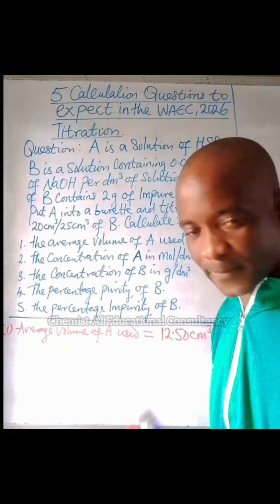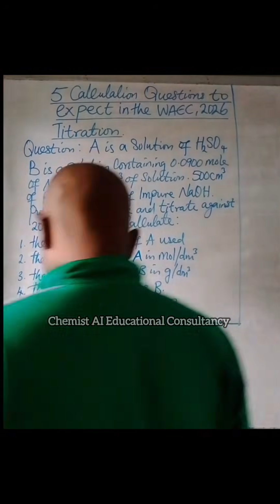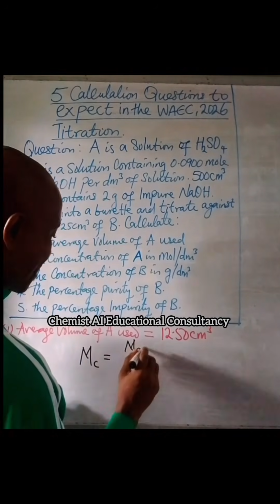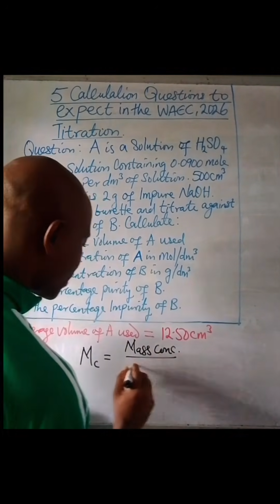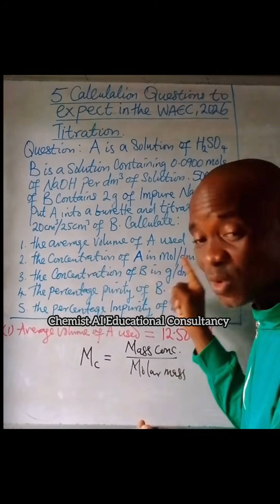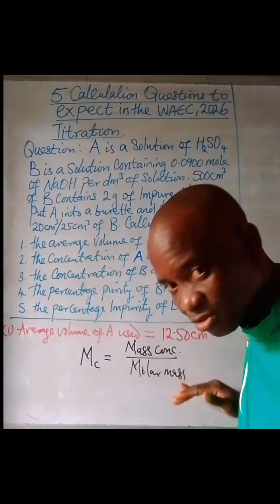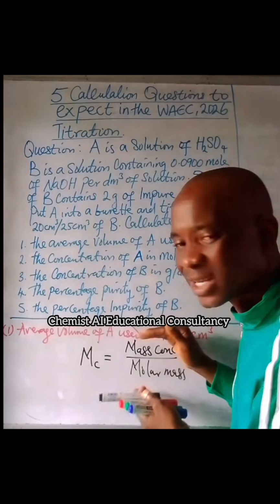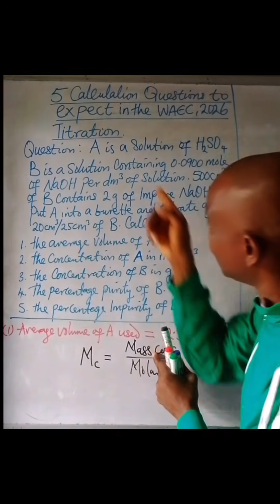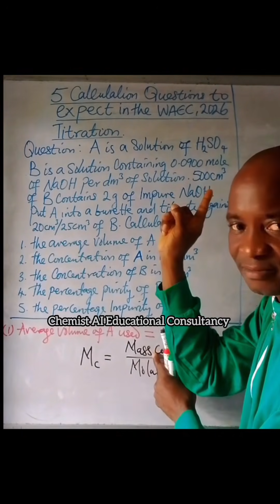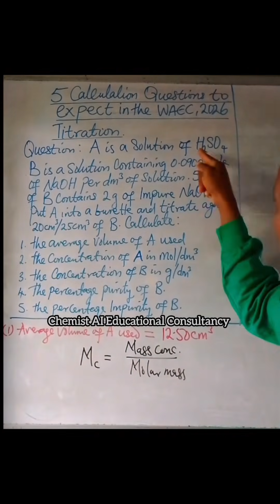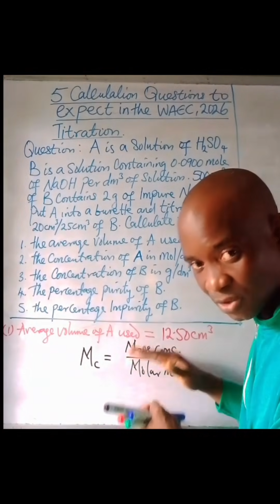So there are 2 formulae for molar concentration. Number 1 formula is that molar concentration equals mass concentration over molar mass. The question says concentration of A in mole per dm cube. This is the formula. But we are not going to waste our time doing this formula because the mass concentration of the acid was not even given. It was not given. But the molar mass is calculable. You can calculate the molar mass of sulfuric acid. So that is why you don't use this formula.